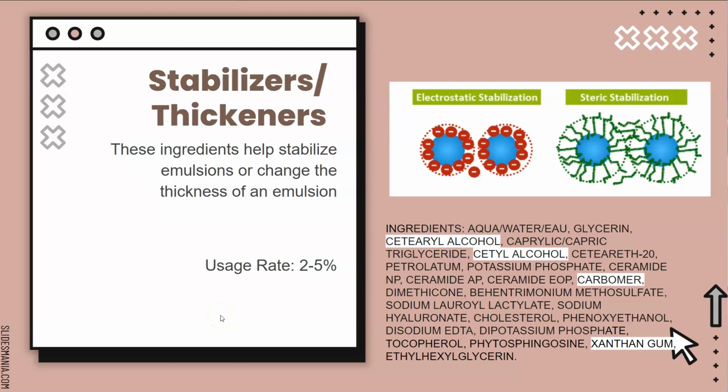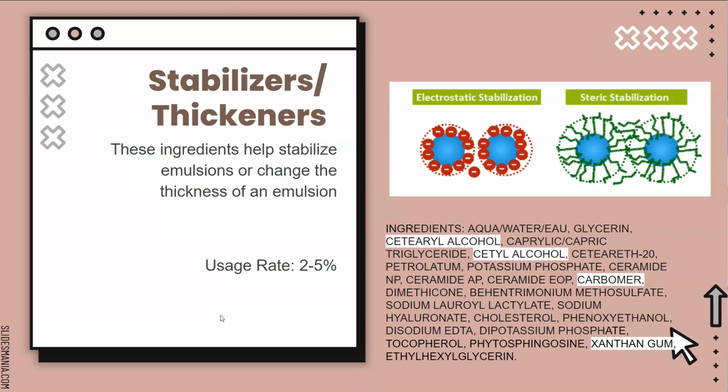Now we're going to discuss stabilizers or thickeners. These are ingredients that help stabilize emulsions or to change the thickness of an emulsion. And this is accomplished using electrostatic stabilization or steric stabilization. So what are these two?